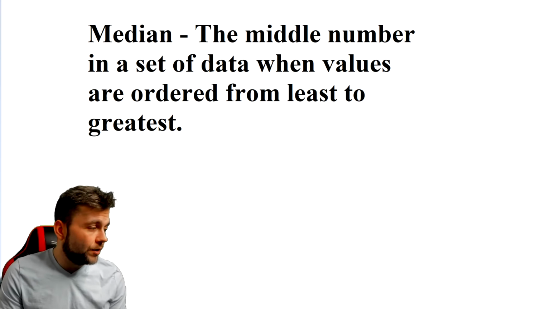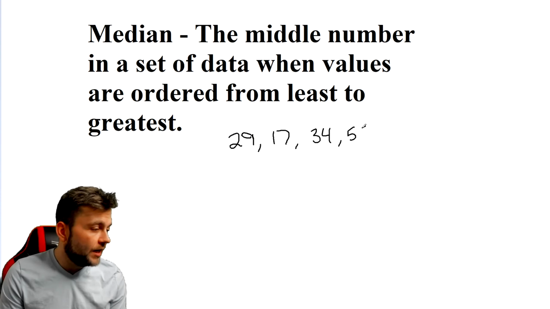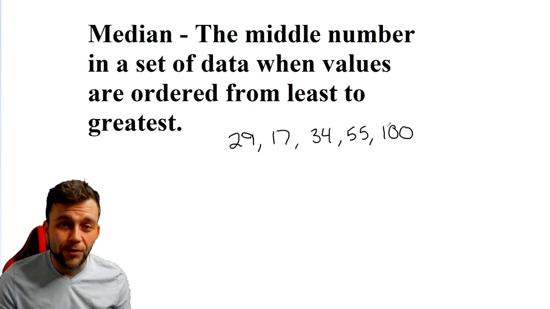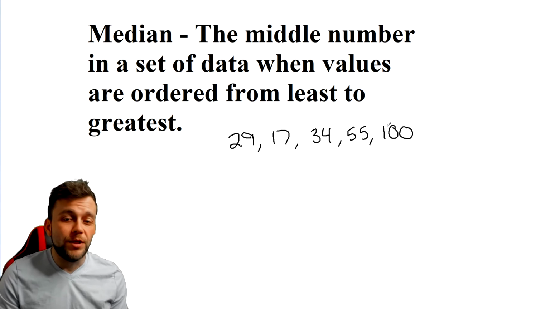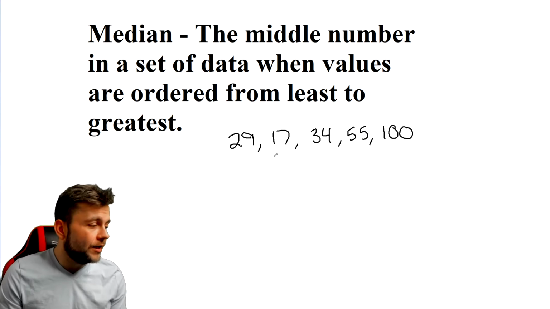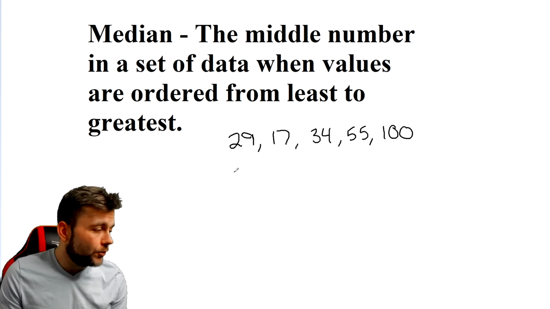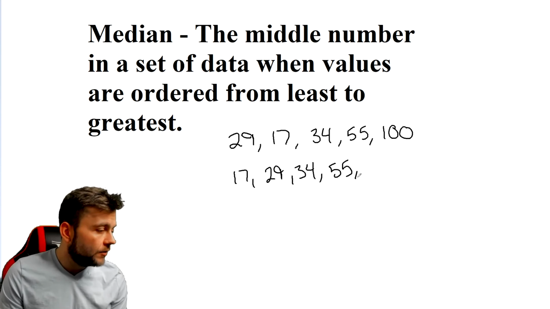So let's just go with 29, 17, 34, 55, and 100. So as you can tell, oops, they're not in order from smallest to largest. So we need to rearrange things, and it looks like only 17 and 29 are out of order. So we go 17, 29, 34, 55, and 100.